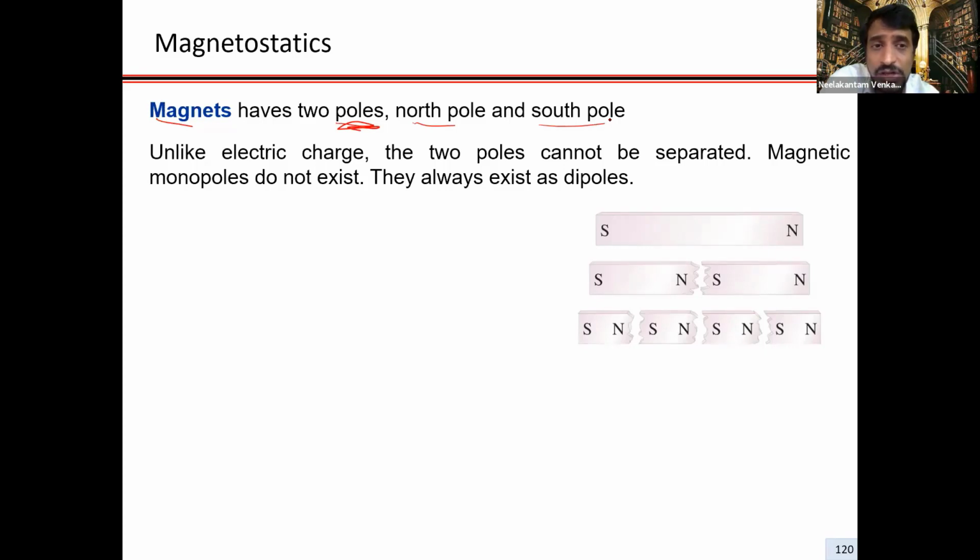But one unique aspect of magnets is that, unlike the electric case, where the plus charge and the minus charge can be separated out, that means you can remove the electrons from a medium and it becomes plus charge, or you feed in more electrons and it becomes negative charge, in magnets you can't separate out the north and the south poles. If you break this magnetic bar into two, what you end up getting is a south pole and a north pole, a south pole and a north pole. So they always exist as dipoles. Di means two.